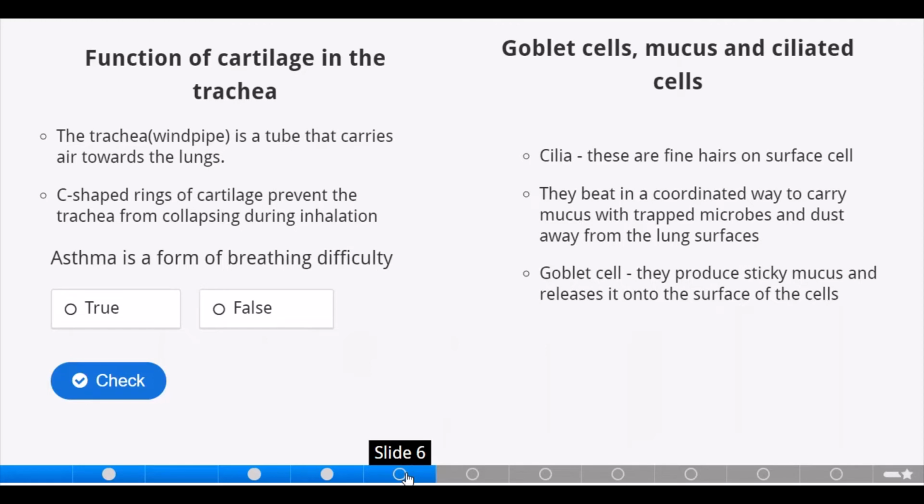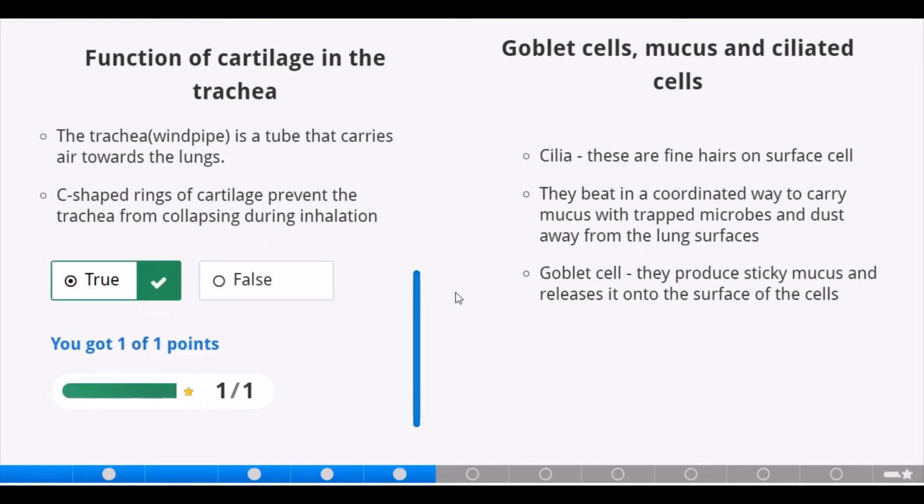Function of cartilage in the trachea. The trachea or windpipe is a tube that carries air towards the lungs. It has C-shaped rings of cartilage that prevents the trachea from collapsing during inhalation. Asthma is a form of breathing difficulty, true or false? True.